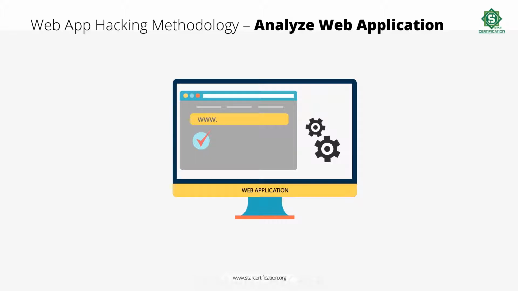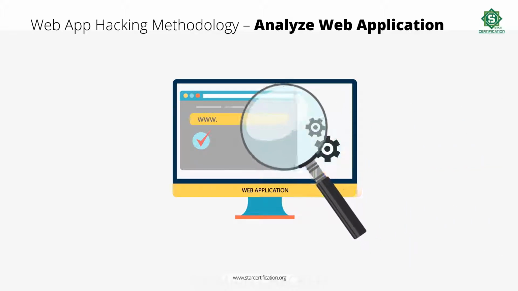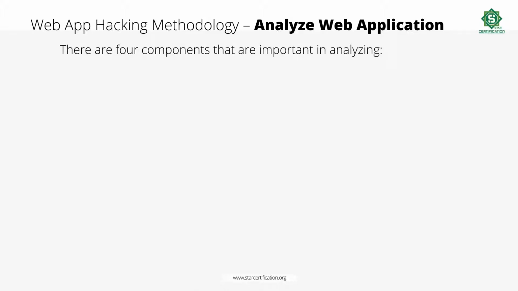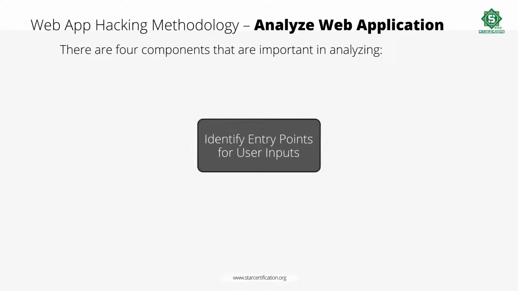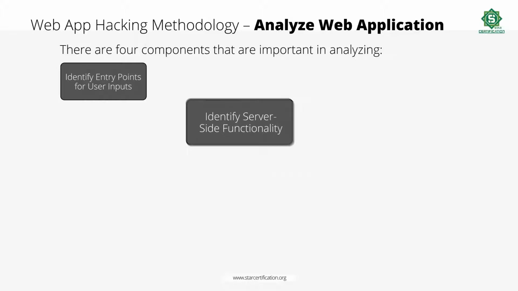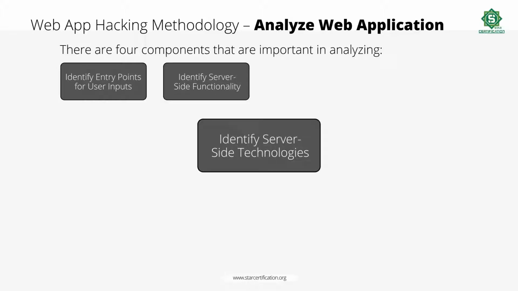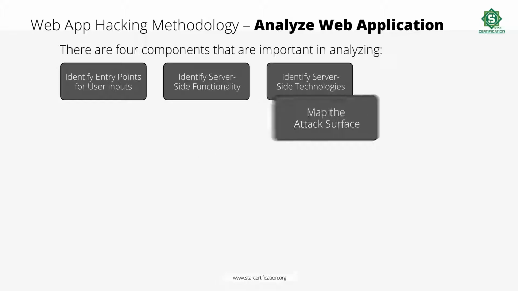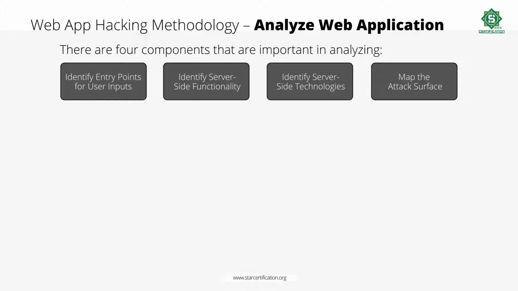The functionality and the technology of an active web application is analyzed to find any attack surfaces that can be vulnerable. There are 4 components that are important in analyzing. Identify entry points for user inputs. Identify server-side functionality. Identify server-side technologies. Map the attack surface. Let's discuss each of these components in detail.